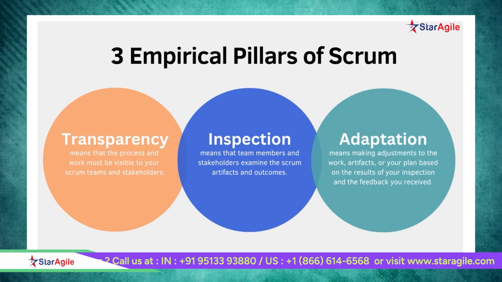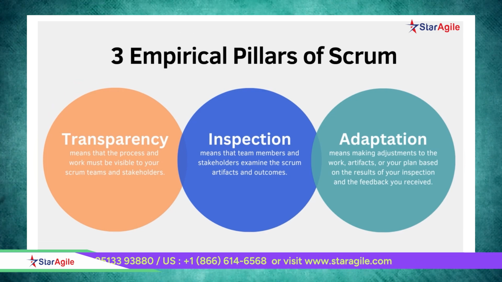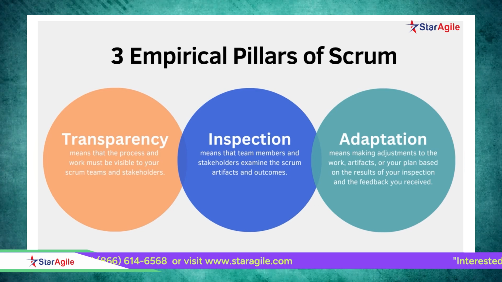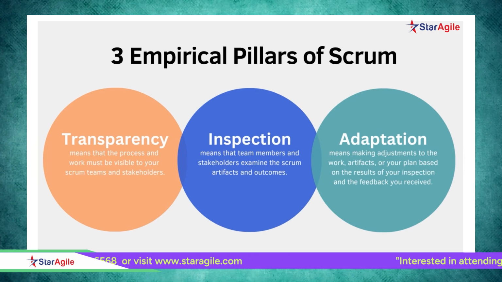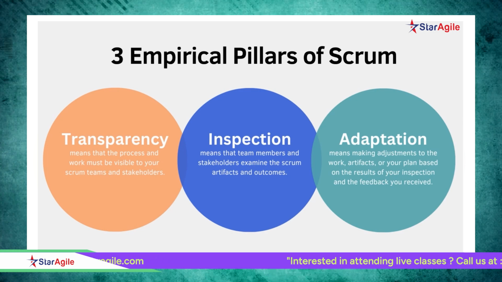Inspection. The second pillar involves regularly examining the progress and the product to detect variance or deviations from the expected outcomes. In Scrum, inspection occurs at various points throughout the project, such as during sprint reviews, daily scrums, and sprint retrospectives.